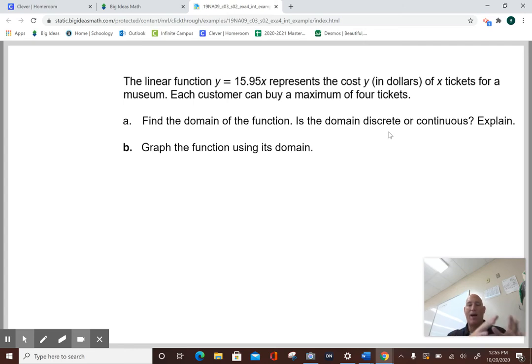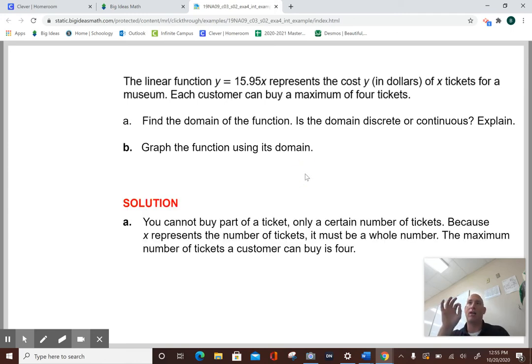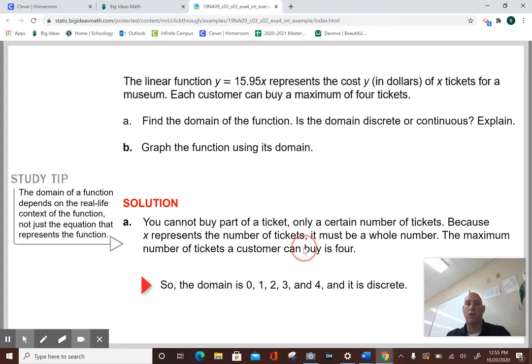And it is not possible to buy a half ticket. So when you look for the domain, what are all the different possible scenarios or possible different ways that you can buy tickets? So since you cannot buy part of a ticket, only certain numbers of tickets, that means we are looking at a discrete graph. And now while x represents the number of tickets, it must be a whole number. The maximum tickets is 4. So the domain is you can buy 0, 1, 2, 3, or 4 tickets.